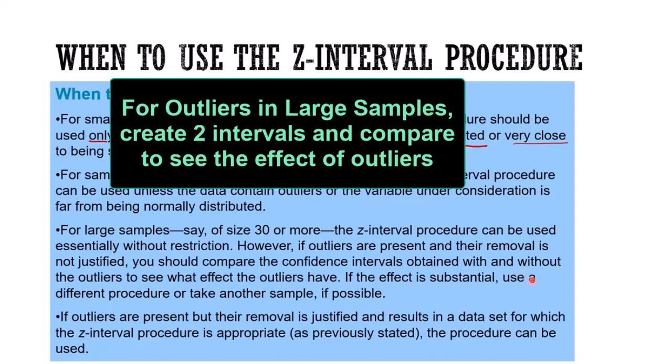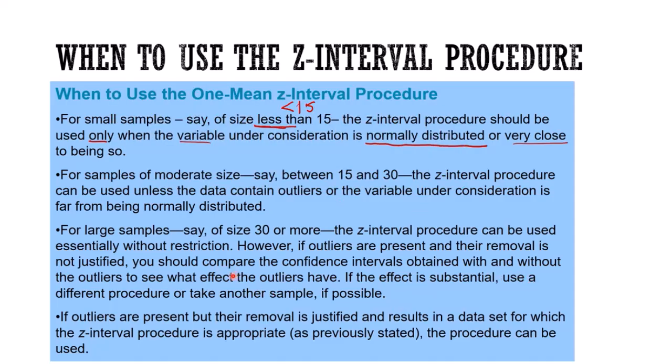If the effect is substantial, then we just cannot use the z-interval. If there's a lot of difference between the confidence intervals, including the outliers versus excluding the outliers, then we will just have to use a different procedure. And then finally, if outliers are present but their removal is justified and results in a data set for which the z-interval procedure is appropriate as previously stated, then the procedure can be used.